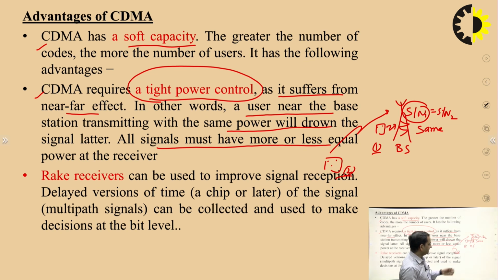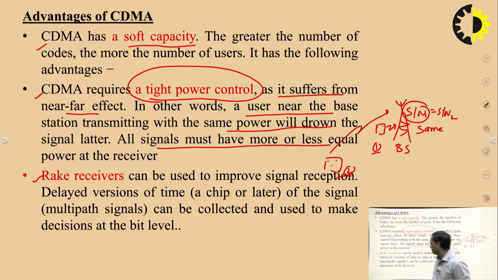So if this user is transmitting with the same power, and this other user is also transmitting with the same power, what will happen? For the user which is near to the base station, the signal to noise ratio will be high as compared to the user which is very far away from the base station. So in that case, SNR 1 will be greater than SNR 2. So this effect has to be managed by the CDMA system.